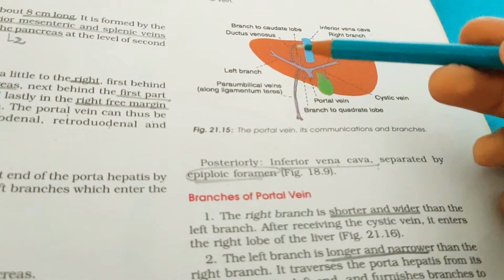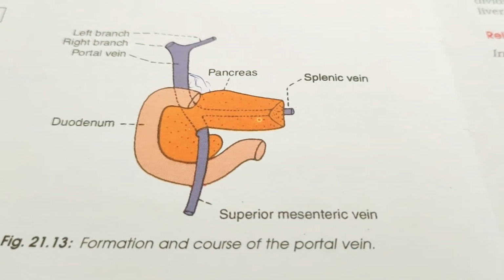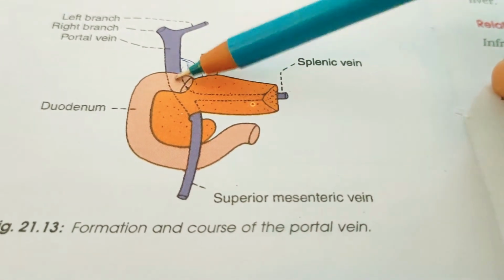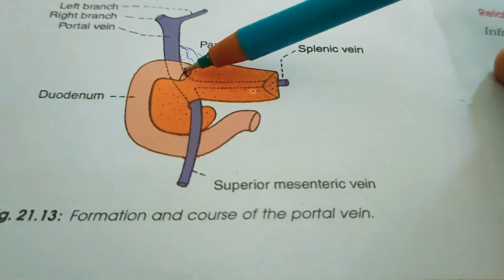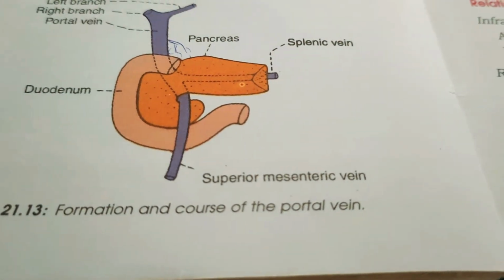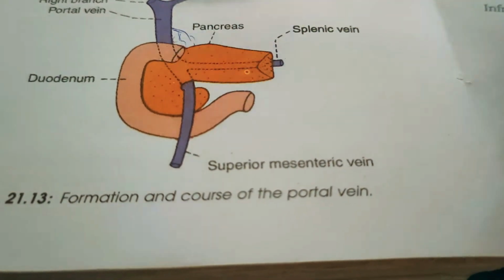Let me show. Again you can see the posterior relation, inferior vena cava, and if you see the anterior relation here, of course here you can't find the common bile duct and gastroduodenal artery, but just imagine we are talking about this retroduodenal part. So here anteriorly you have the first part of duodenum, you also have the common bile duct here, and also you will have the gastroduodenal artery.